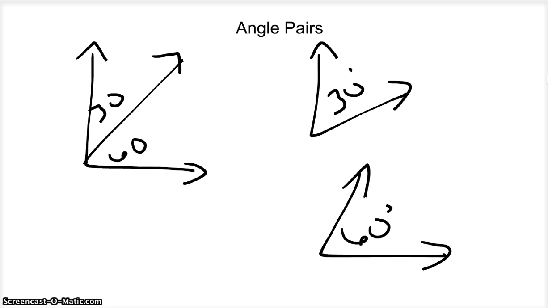Okay, the next one we have is supplementary. Supplementary is a pair of angles that add up to equal 180 degrees. These angles can be adjacent or non-adjacent also. So remember earlier when I talked about a linear pair being supplementary, this is what supplementary means. They add up to equal 180.